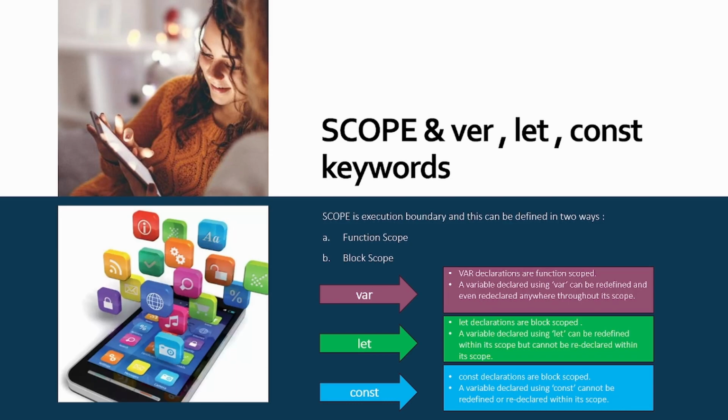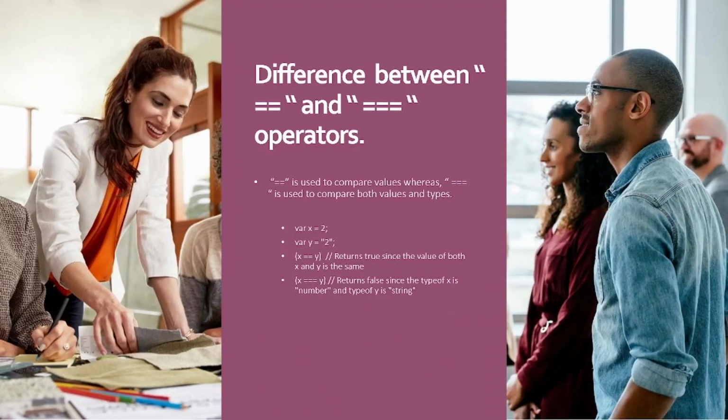The most commonly used things are the double equal to and triple equal to operators in JavaScript. And this is sometimes very confusing. So double equal to is used to compare values, whereas triple equal to is used to compare both values and types. You can see here in the first example, it will return true as we are comparing 2 against 2, right? X is having 2 and Y is having 2, so that's why it will return true.